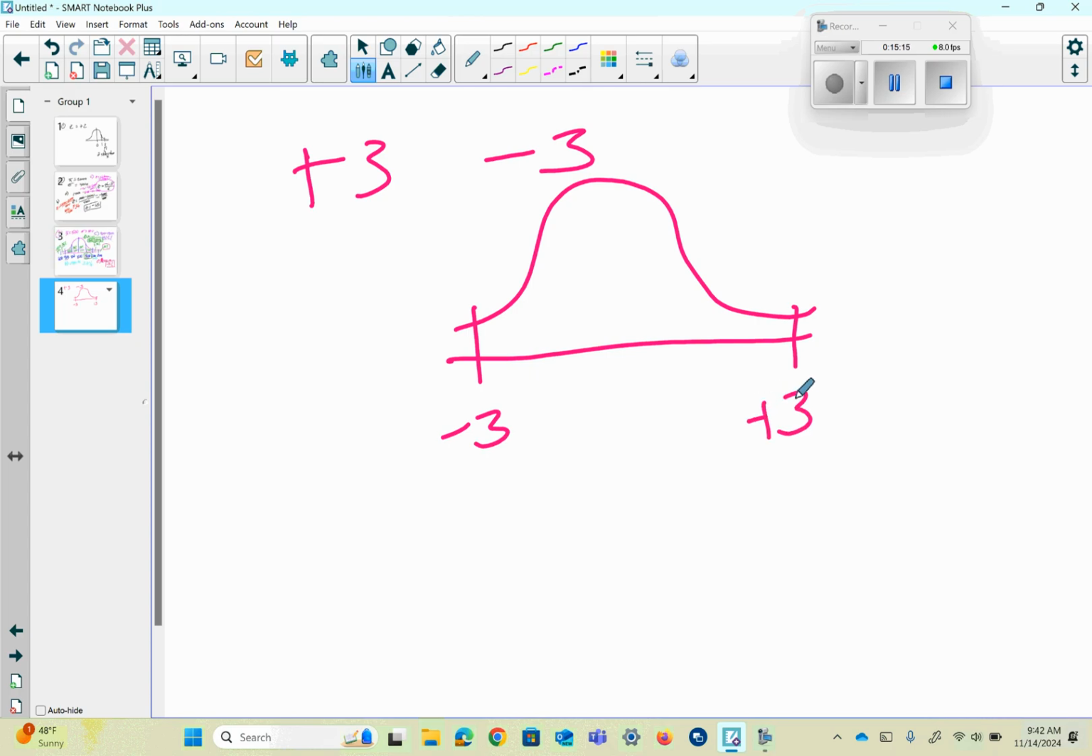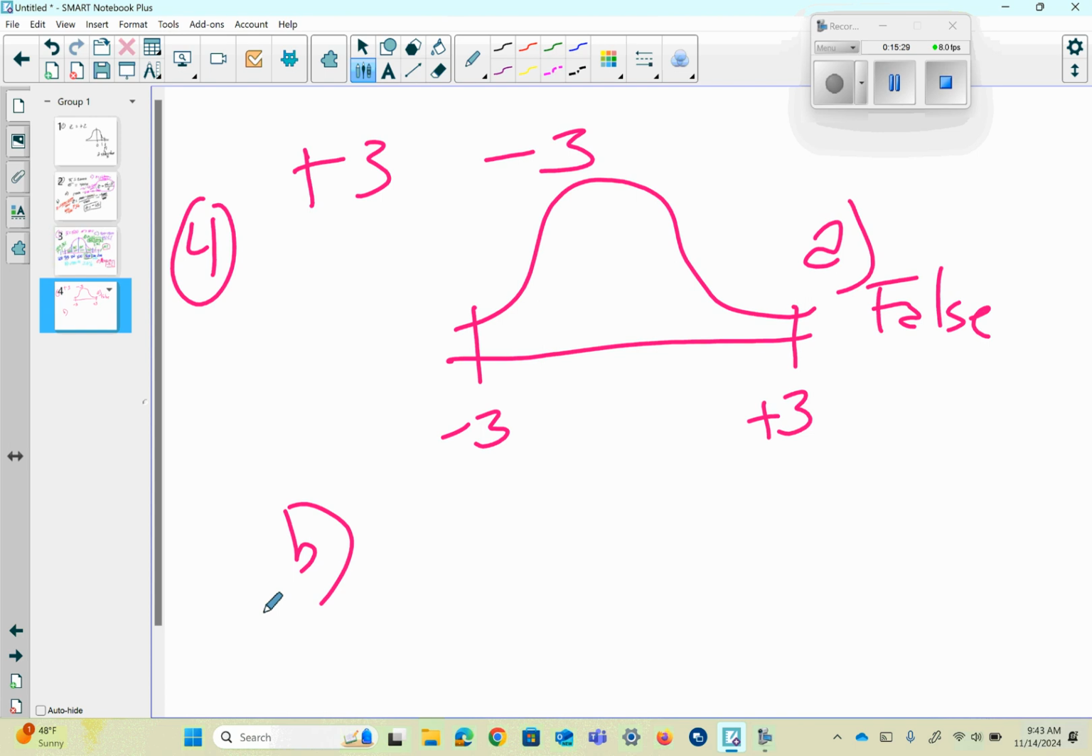And the answer is false. Your normal curve is an asymptote to the x-axis, so it approaches it, but it will never cross it. So that's for A. For B, it says normal distribution is symmetric. True. You definitely want symmetry to it.